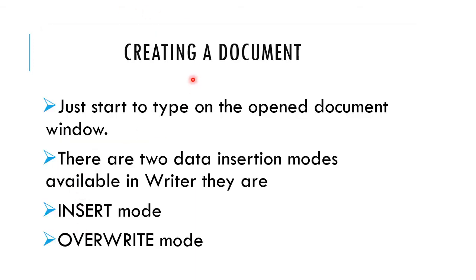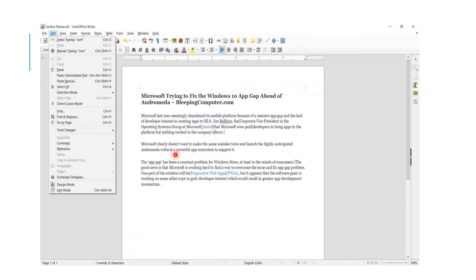Next one is creating a document. So just start to type on the opened document window. There are two data insertion modes available in Writer. They are insert mode and overwrite mode. So this is your screen. In order to start entering data into a document, just start to type on the opened document window.